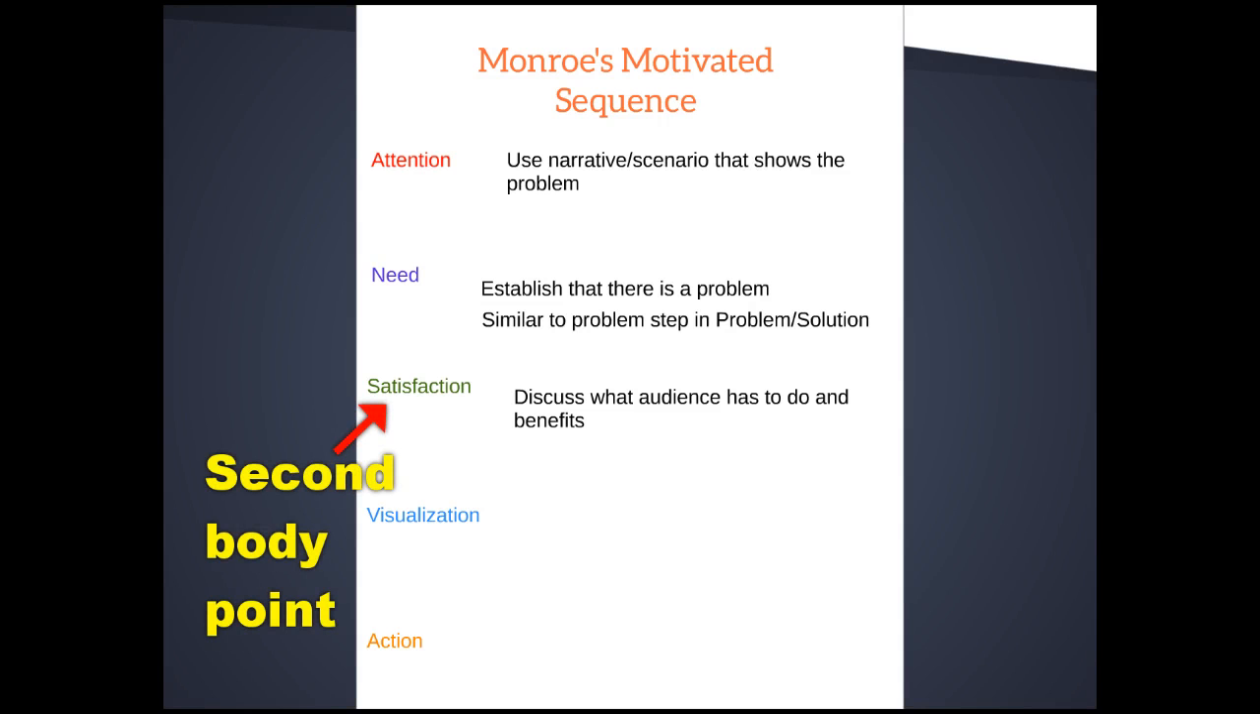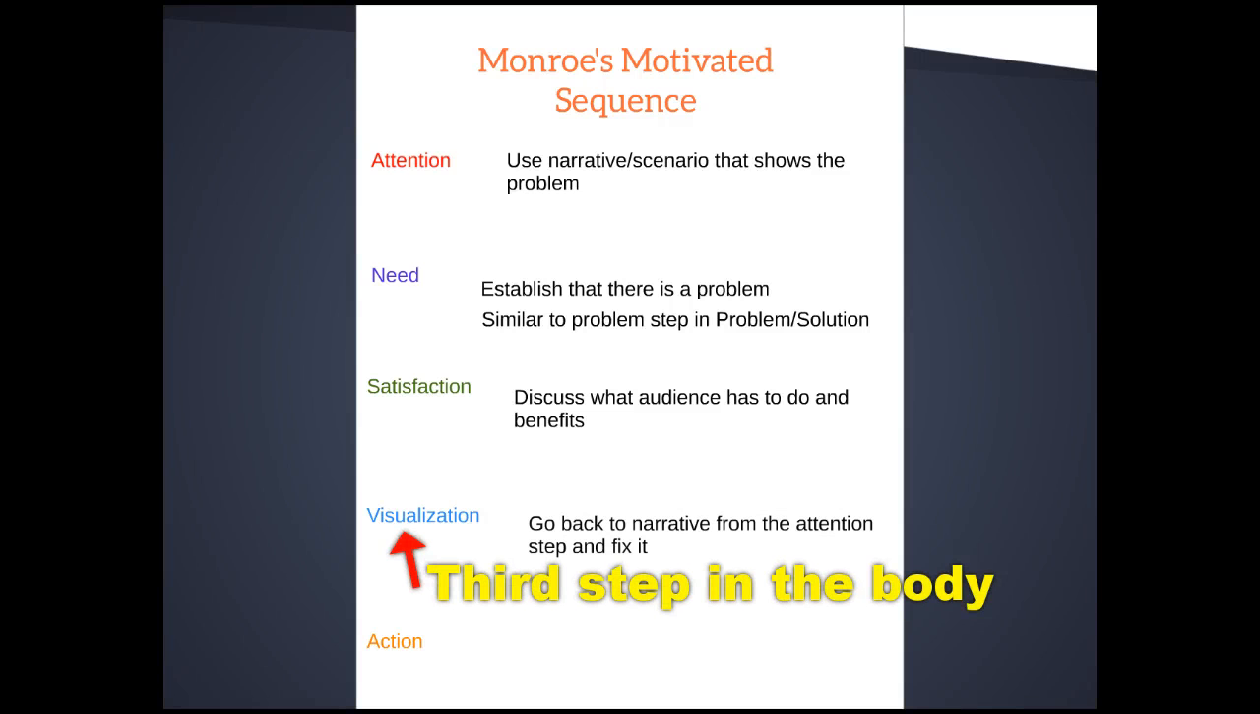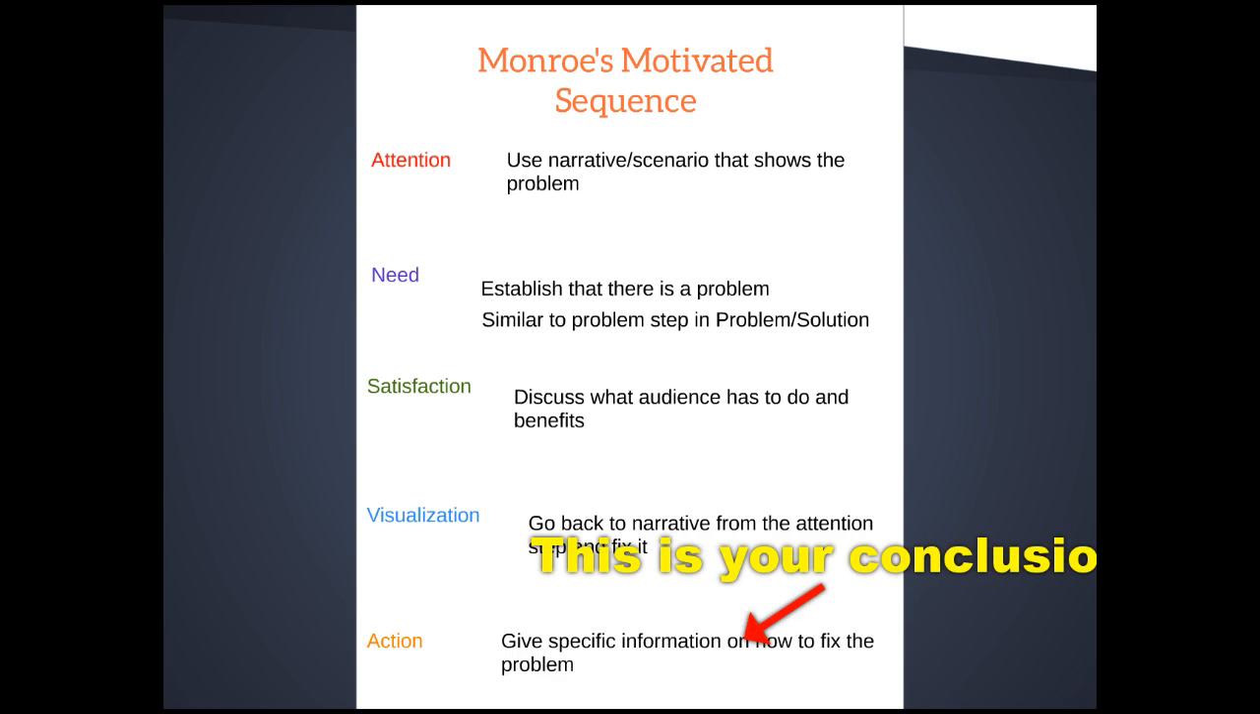Satisfaction. This is kind of similar to the solution step in problem, cause, solution, but instead here you're telling the audience what they have to do, and you also want to discuss the benefits, why they should do it. Visualization. So this step requires that you go back to the narrative that you had in the attention step and fix it. And then action gives specific information on how they can solve the problem.